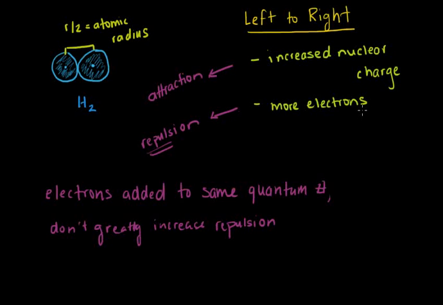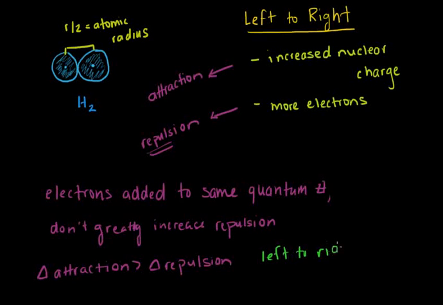And so even though we've got these counteracting forces, this increased attraction because of the nuclear charge, and increased repulsion because of more electrons, the increased attraction, maybe we can say the delta attraction, is greater than the delta in repulsion. What this means is as we move left to right across a period, we're going to see atomic radius decrease.